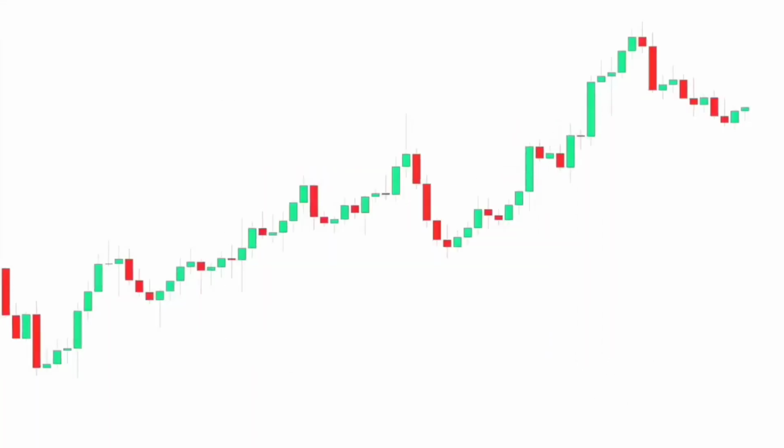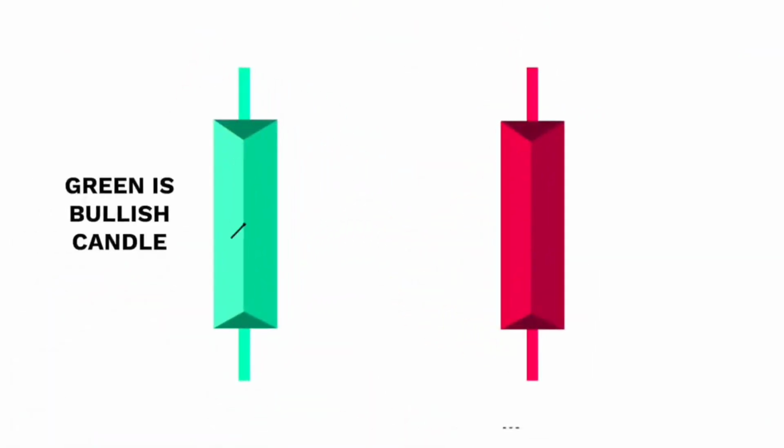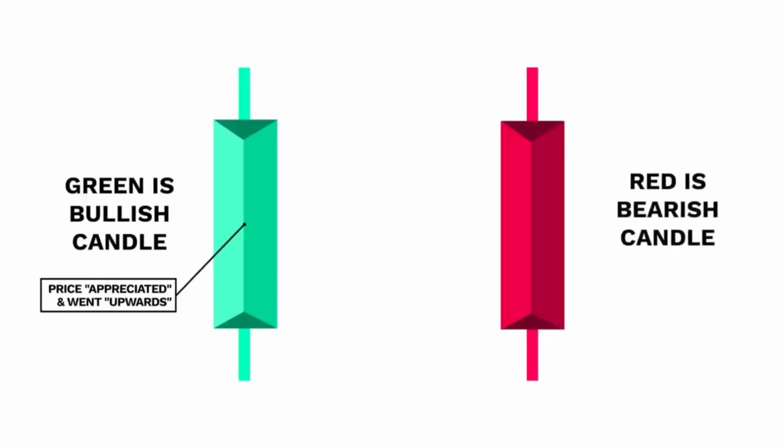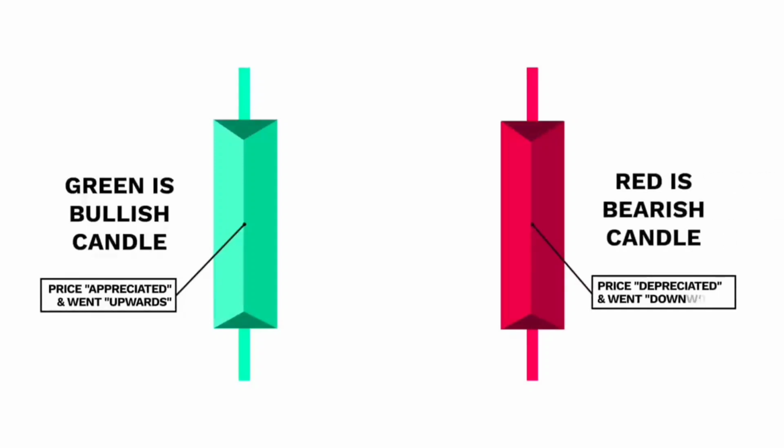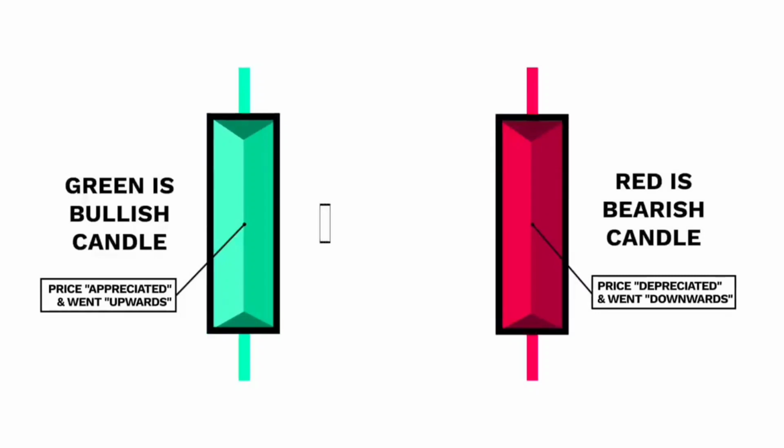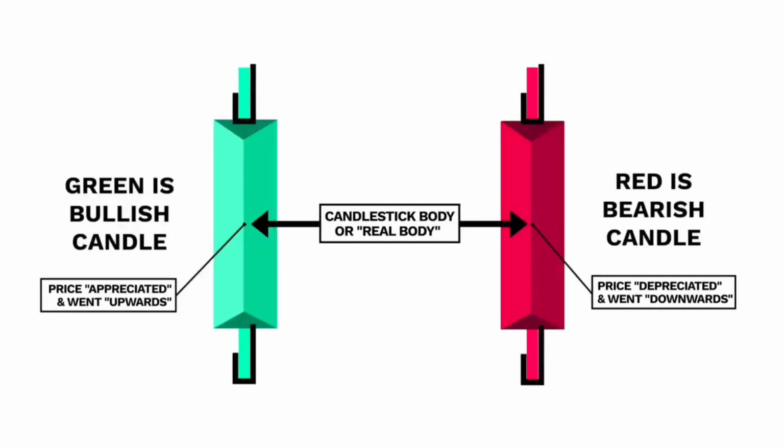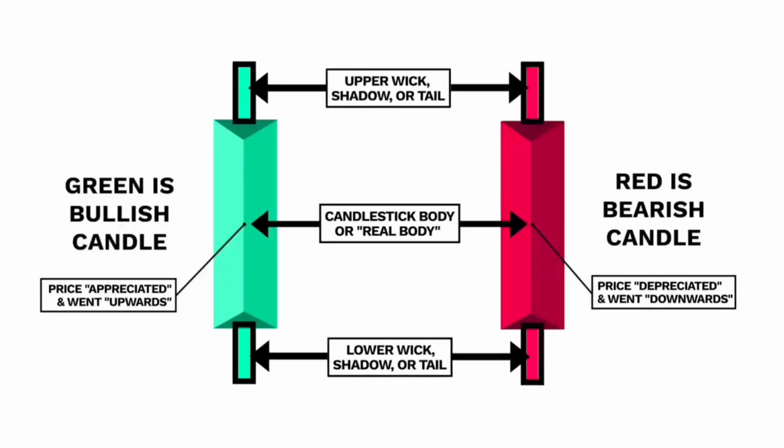Now here's how you actually read candlesticks. Green candlesticks are bullish because price appreciated and went upwards for the time period. Red candlesticks are bearish because price depreciated and went downwards for the time period. This rectangular area is known as the candlestick body, or the real body. These lines that stick out above and below the candlestick body are known as the wicks, or shadow, or tail.